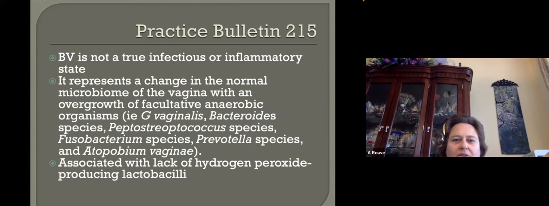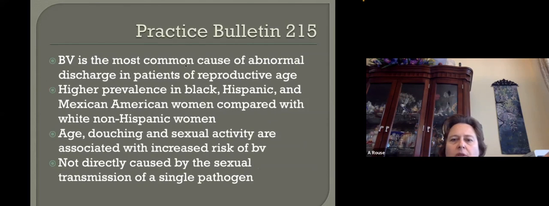All right. So BV, again, is not a true infectious or inflammatory state, because it's just an overgrowth of what's already there. So they're stating the same thing over. It's going to be the most common cause of abnormal discharge complaints. So BV is going to be your most common complaint for visits.